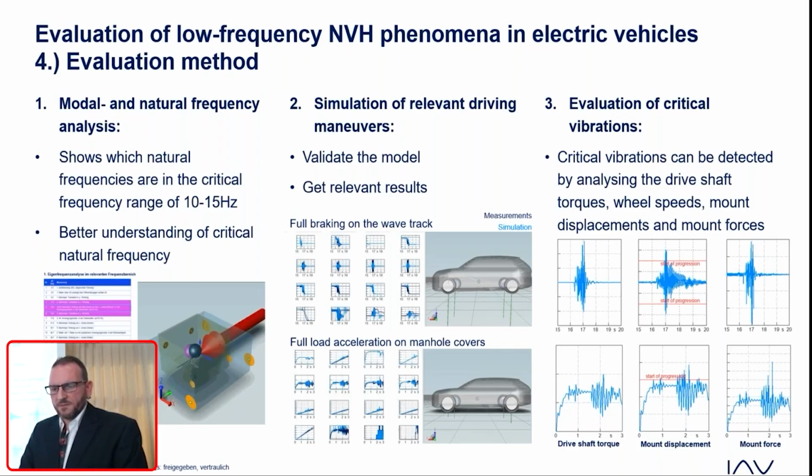Analyzing the drive shaft torques, the wheel speeds, the mount displacement, and the mount forces reveals high vibration amplitudes in the resonance range. These are caused by a coupled vibration between the 1D drivetrain and the 3D axle. This causes the E-axle to oscillate up to the resonance frequency. As a result, the progressive stiffness range of the mountings is reached, resulting in high force peaks. This can be critical for NVH behavior.